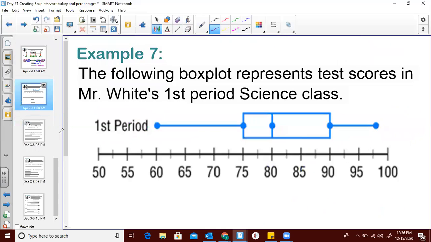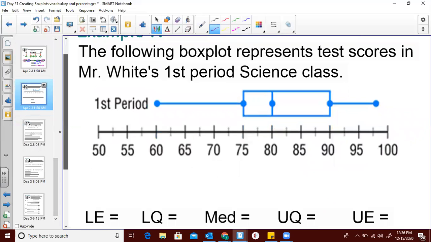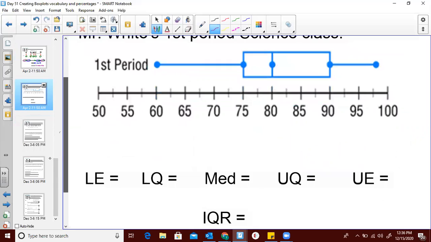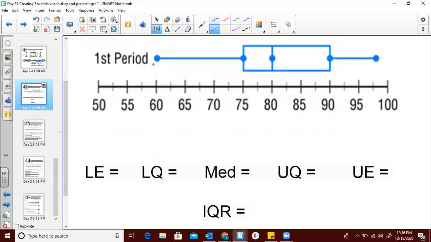All right, another graphing one. The following box plot represents test scores in Mr. White's first period science class. We don't even really need to read all of that. So I know that my lower extreme is going to be 60. My lower quartile or first quartile is 75. My median is going to be 80. My upper quartile is 90. And my upper extreme, oh, and here we go. I said that you wouldn't have to really estimate, and you're really not, because it's stopping right on that line, on that point, which is 97.5.